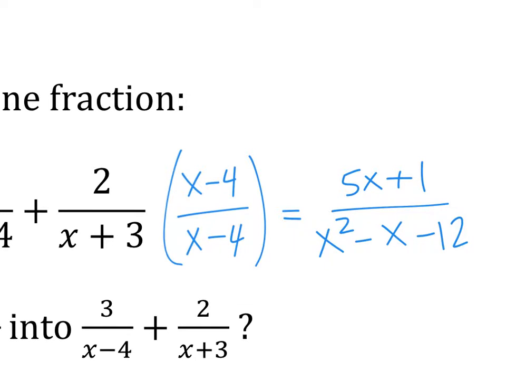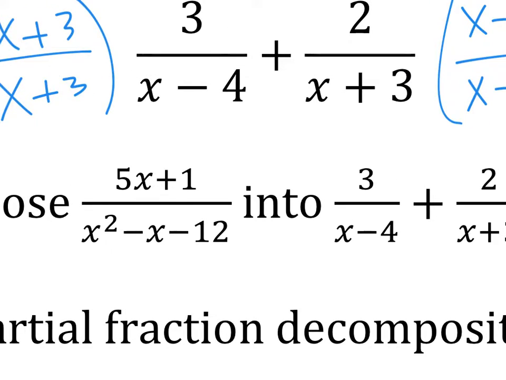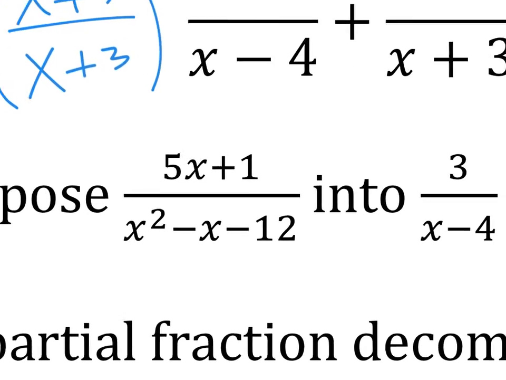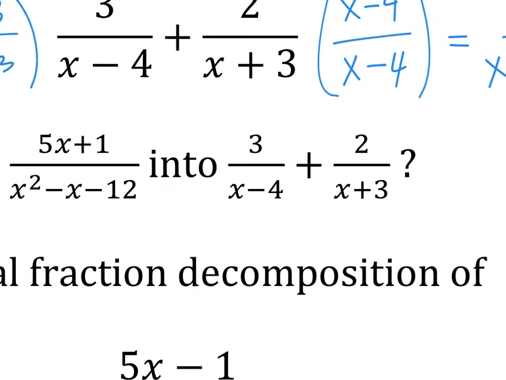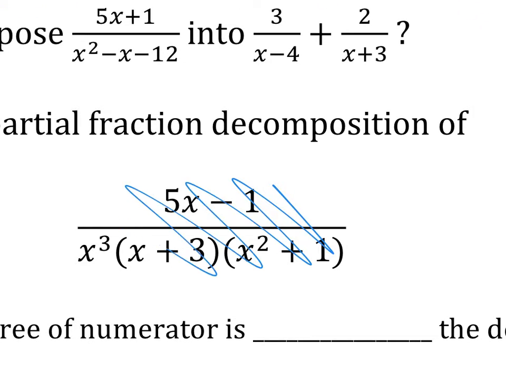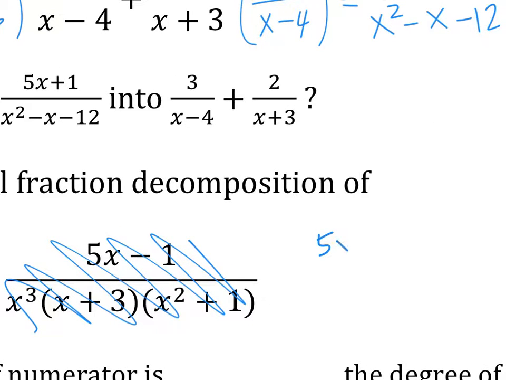Now we are going to decompose. From this fraction, can you figure out that it's like this? Not yet. Okay, you will today. I'm going to show you how it's done. I'm going to get rid of this one, that one's too complicated. We're just going to rewrite that problem: 5x plus 1 over x squared minus x minus 12.